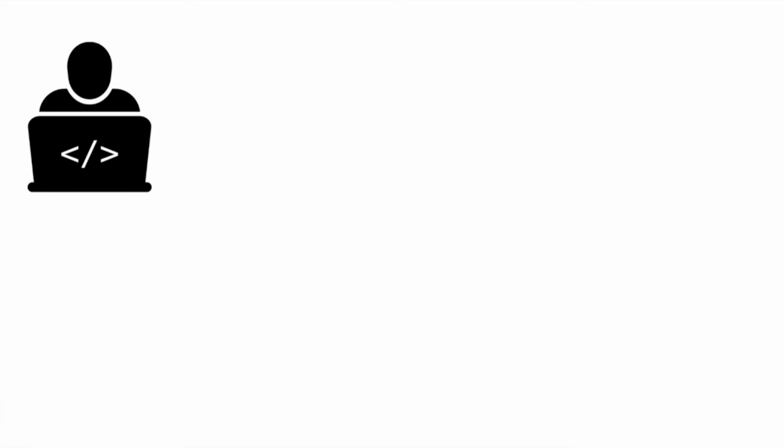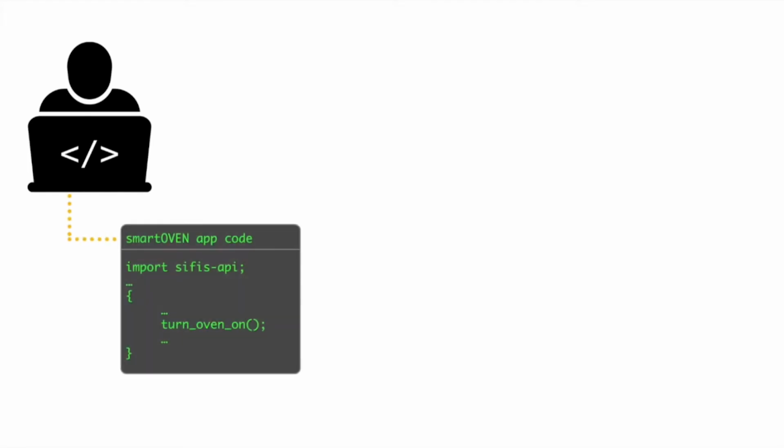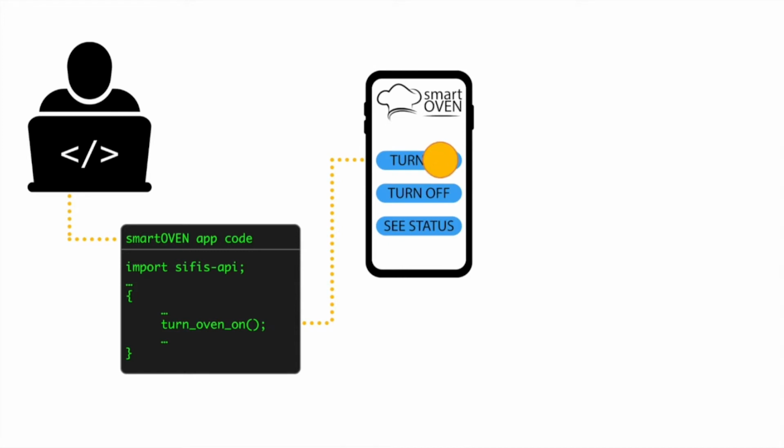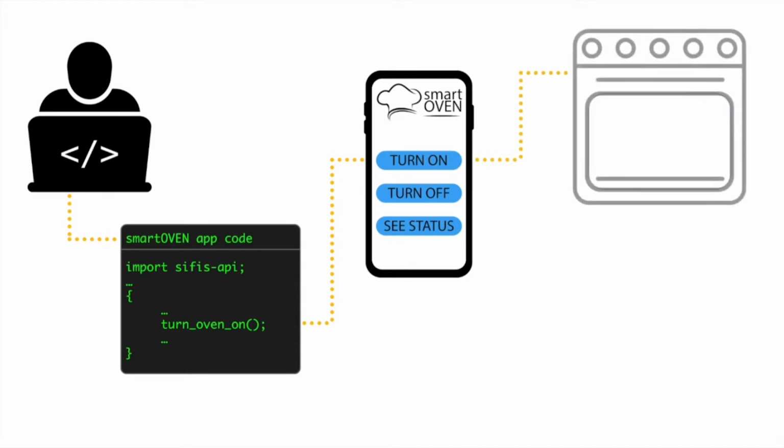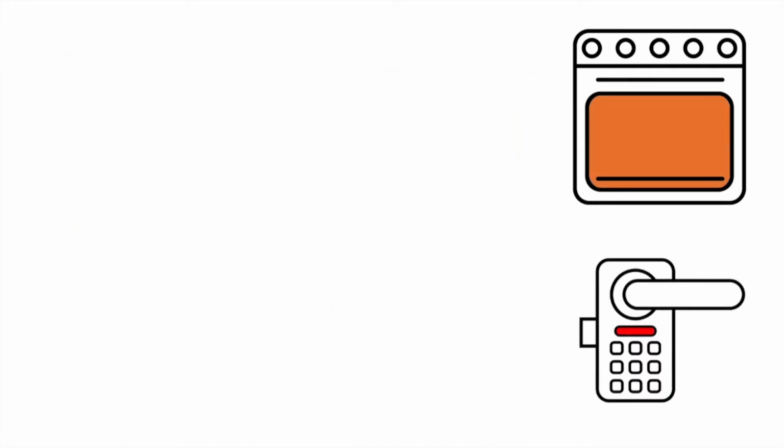Cifis Home provides third-party developers with the tools to write Cifis Home-aware apps. In particular, developers can use the Cifis API library to command devices or obtain readings from them. As an example, within an application, a developer could invoke an API that turns an oven on, or an API that unlocks a door.